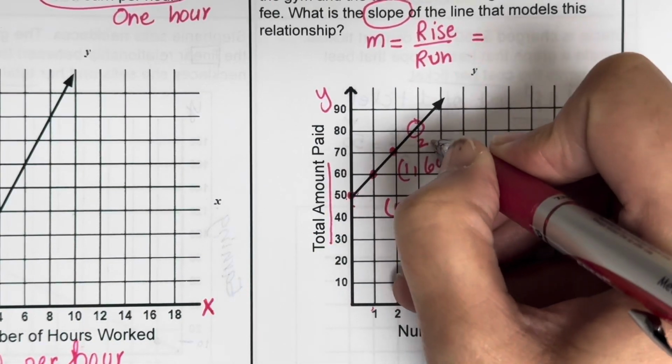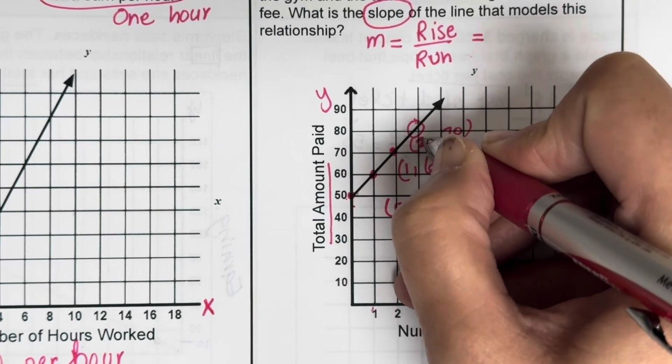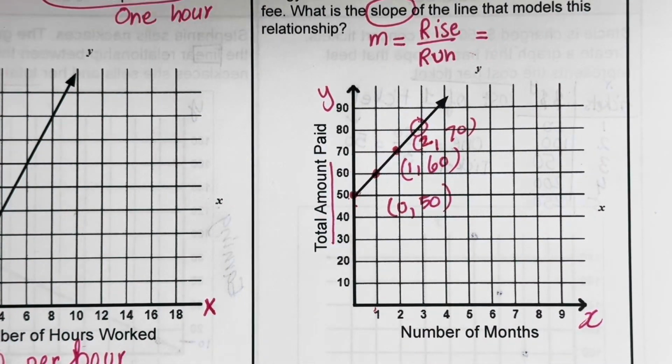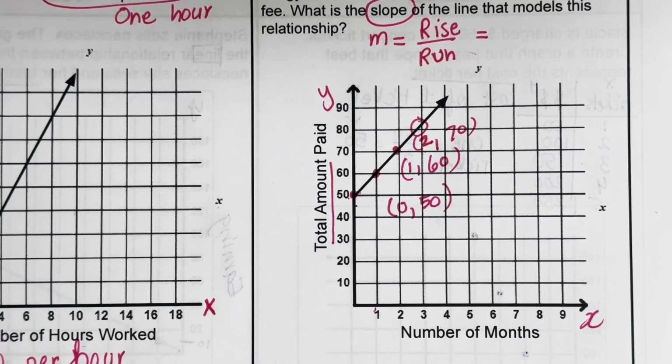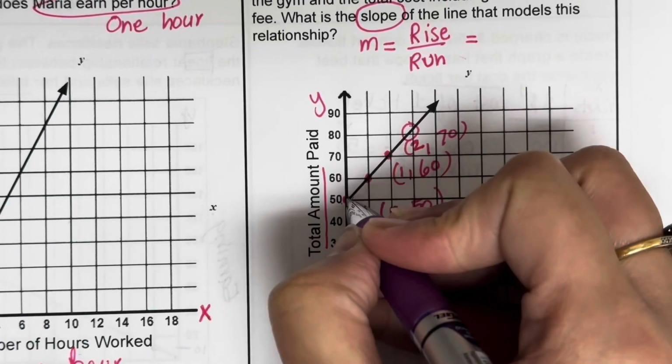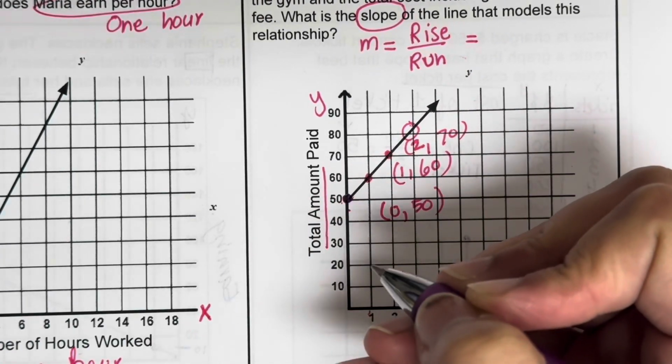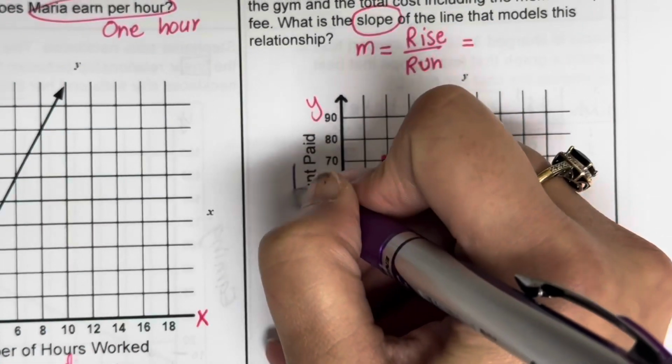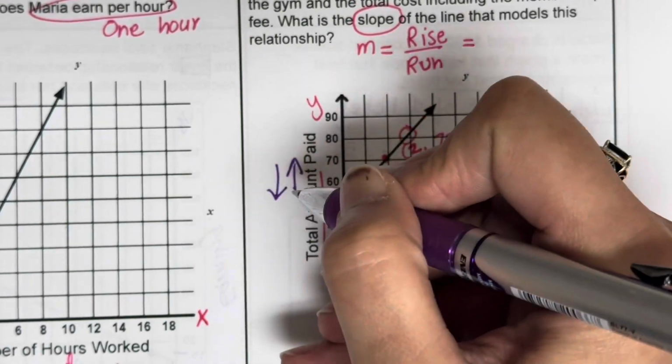This point is 2, 70. There you go. I have 2 good points. I have actually 3 good points, but I'm going to just use 2 of them. Now I need to find the rise over run. So rise means how much. I'm going to start from the bottom lowest point. I'm always going to go up or down first. So either I'm going to go up or I'm going to go down.